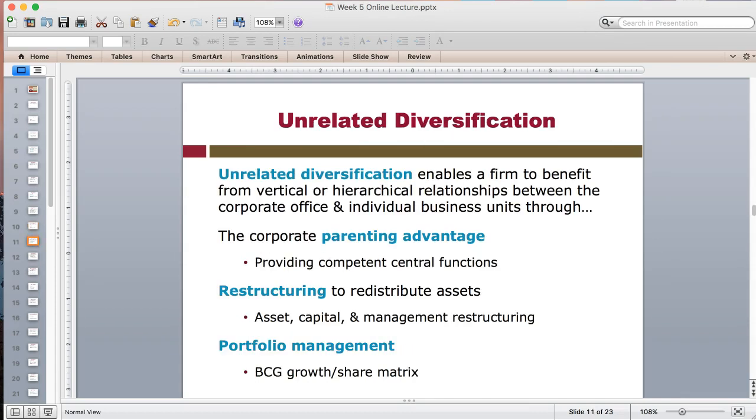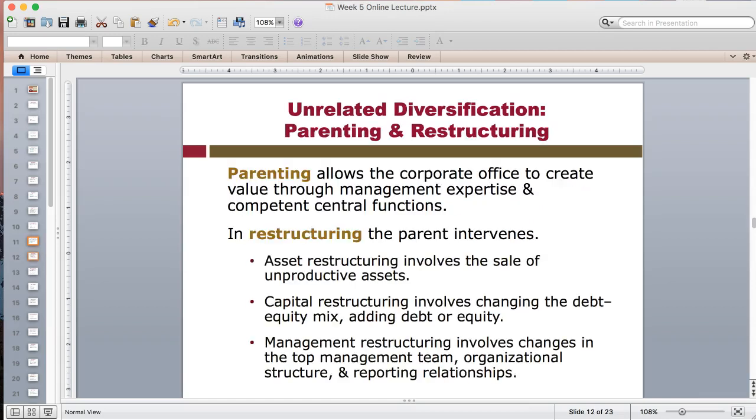Unrelated diversification is different. Unrelated diversification basically enables a firm to benefit from its, I call it support functions, but the vertical relationships that come from corporate down to the individual business units. If you have superior management and you can do corporate parenting, sometimes if you have assets and you're looking to acquire somebody who's not doing very well, you can bring your management strength and financial strength to restructure a company that is basically failing.